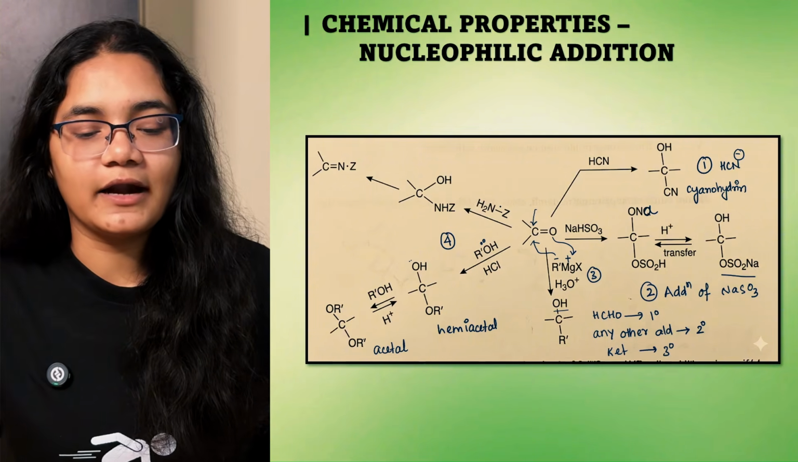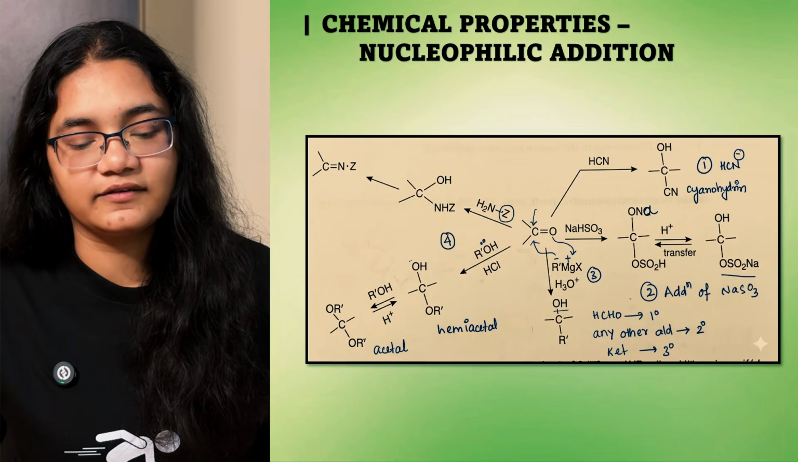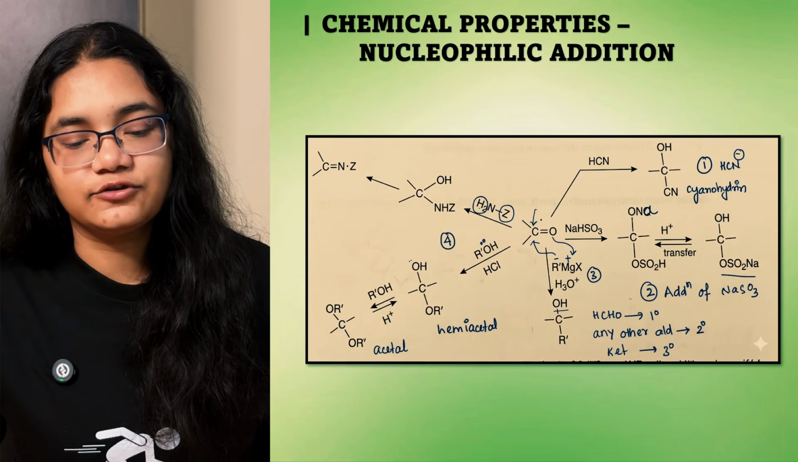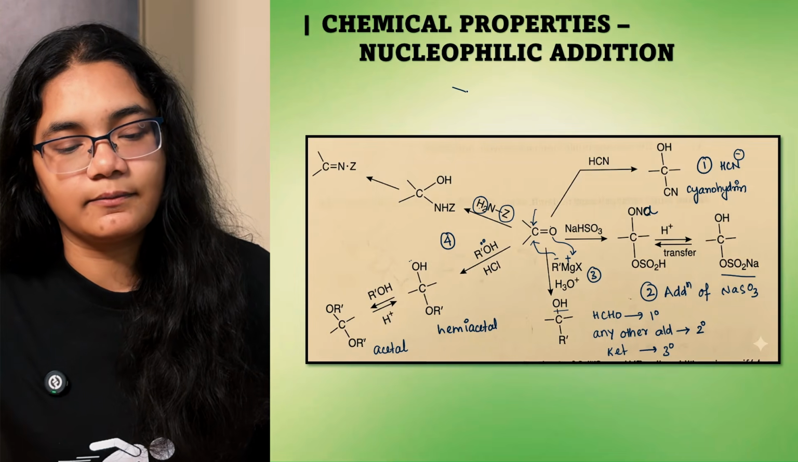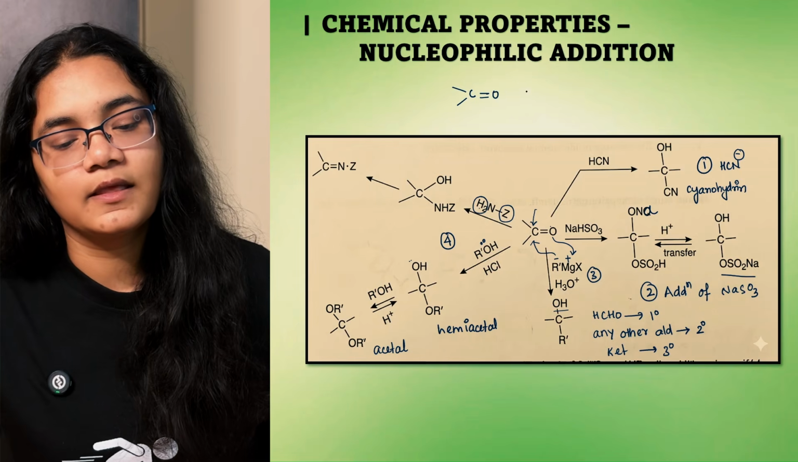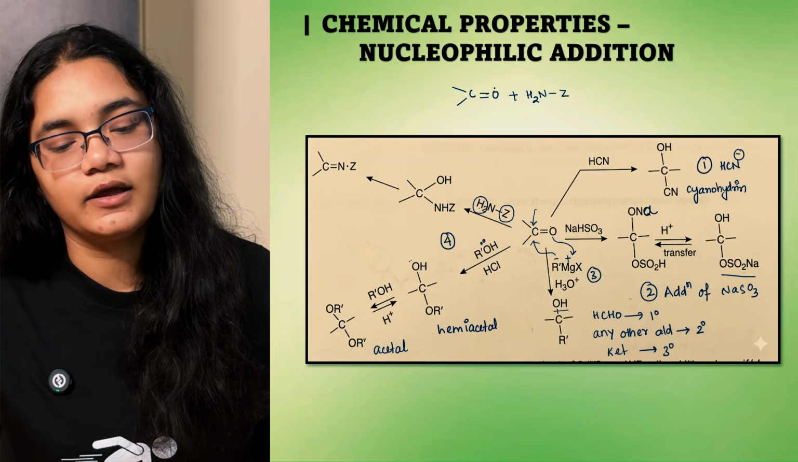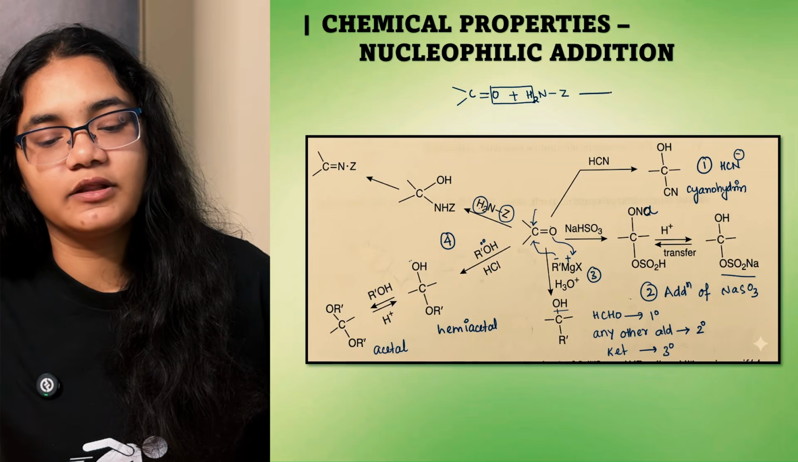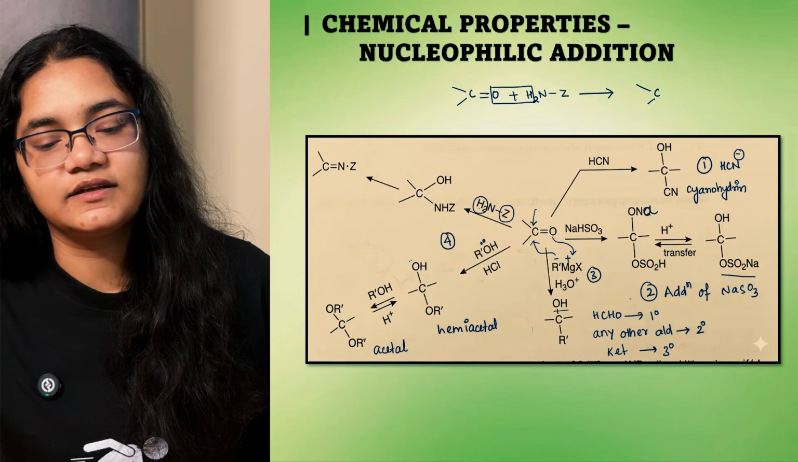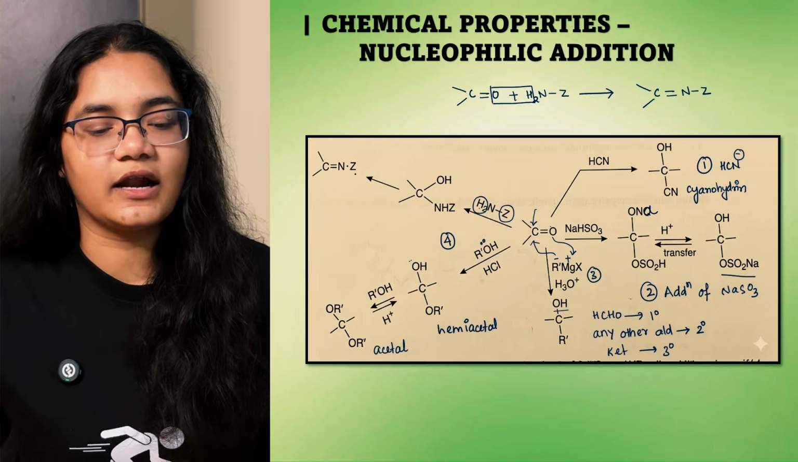Now when you add ammonia and its derivatives, here the H2O is removed, and you have a product like this. For example, if I have a structure like this, you have H2N-Z. So the H2O will be removed, and the product formed here will be C double bond N-Z. So that is what we will get.